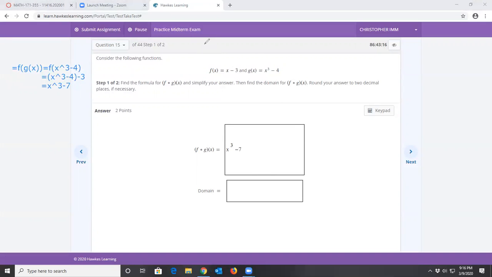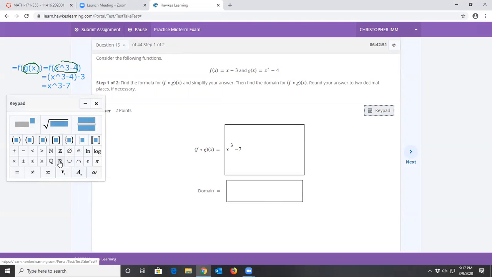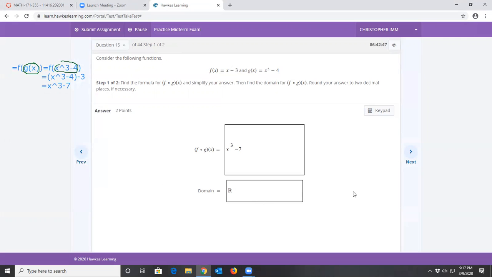But there is one other thing I have to look at. For a composition, I have to look at what I plugged in here. If there's anything in here that's not in the domain, I have to take that out. So if there was a fraction in here, I would have to take out those x values. But this is just x cubed minus 4, so there's nothing else I need to weed out. I'll just put in real numbers or negative infinity to infinity. Either one will work. Okay, gotcha.